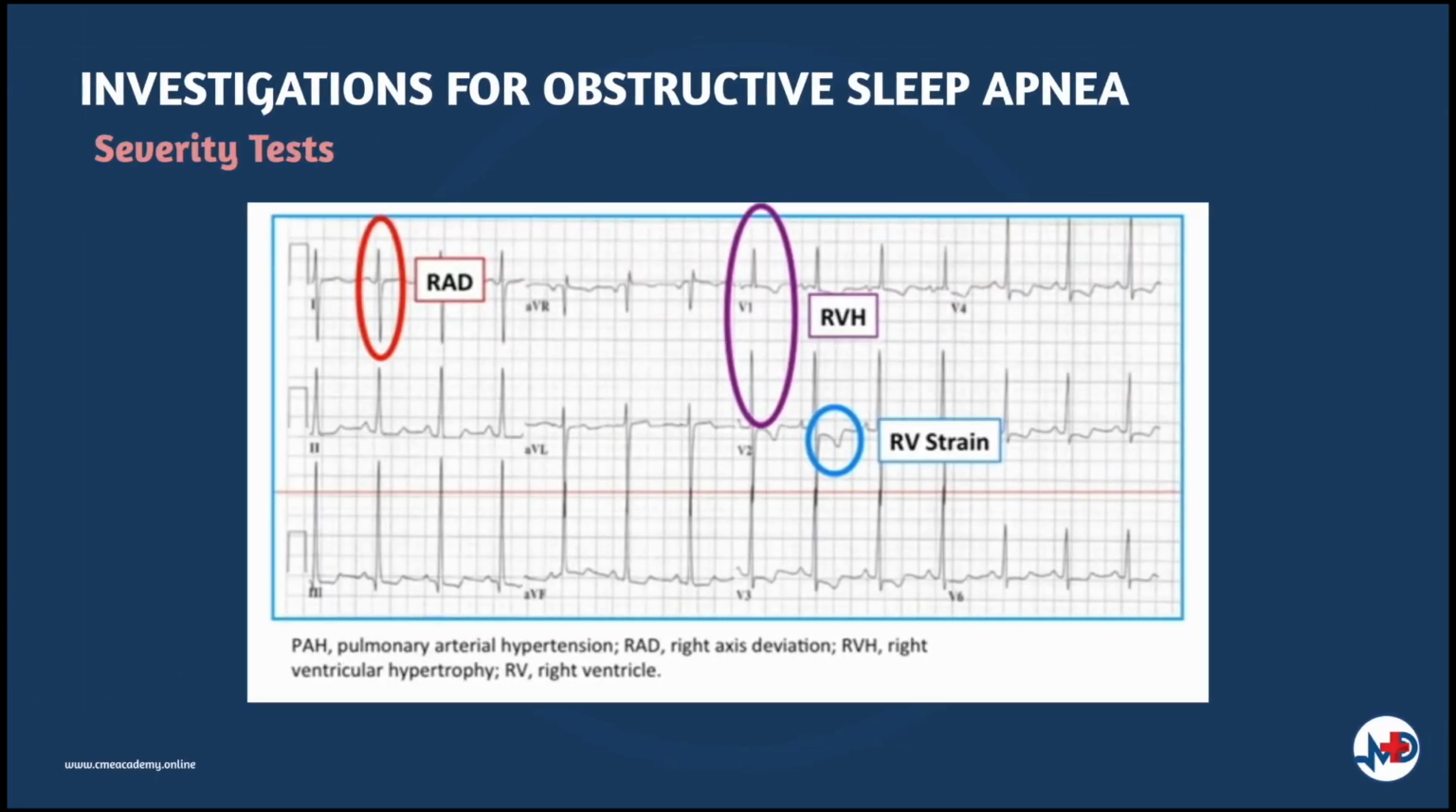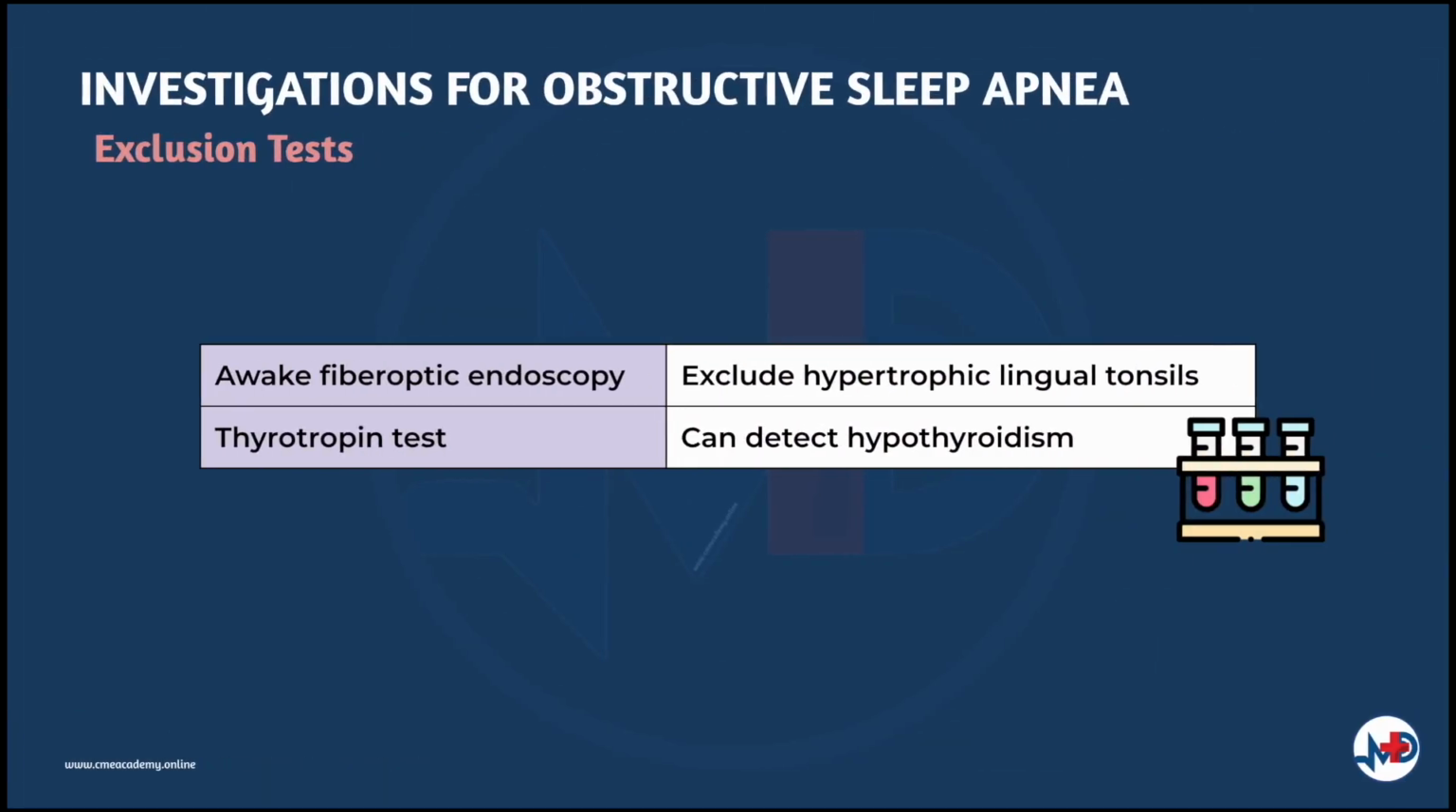This is what's seen on an ECG with a patient who we suspect of having obstructive sleep apnea. Take note of the right ventricular strain, right ventricular hypertrophy, and the right axis deviation, which point towards the evidence of pulmonary hypertension. A fiber optic endoscopy done while the patient is awake can be used to rule out hypertrophic lingual tonsils. Thyrotropin tests are able to identify hypothyroidism, which may be associated with obstructive sleep apnea.